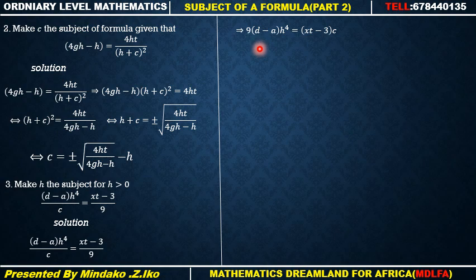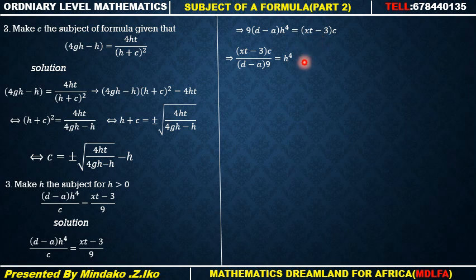Okay, so now we are making h the subject, so it means we are not interested in this term here, this 9 times d minus a. So it means we are going to divide all through by it. So at the end of the day, we have xt minus 3 times c divided by d minus a times 9 being equal to h power 4. Yeah, it's the same thing. You can still divide all through so that h power 4 will be on this side, and this other term will be on the other side of the equation. So it's still the same thing.